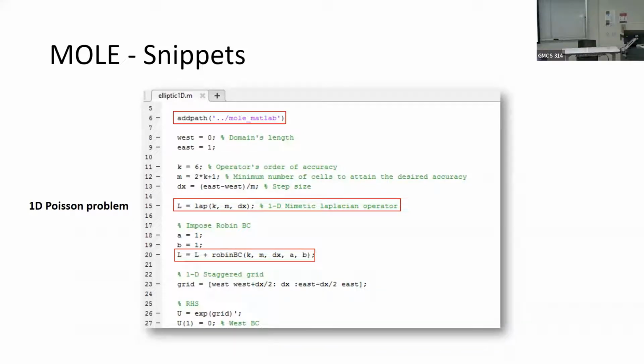And here are, for example, Robin boundary conditions. In this case, this is an operator of order 6. Then you have the minimum number of cells that you need to be able to use the operators, and then the spacing or step size, and the operator that you want, in this case a Laplacian. These are the boundary conditions, and you want a staggered grid, so then it gives you a staggered grid. If I want to use that Laplacian here, it's a sparse matrix, and I just have to multiply that sparse matrix times the solution to get the Laplacian of the function.